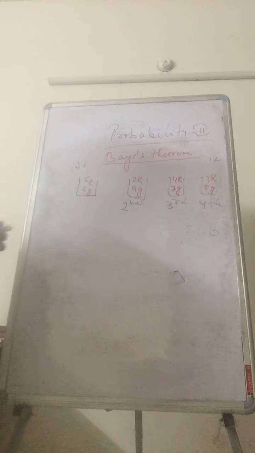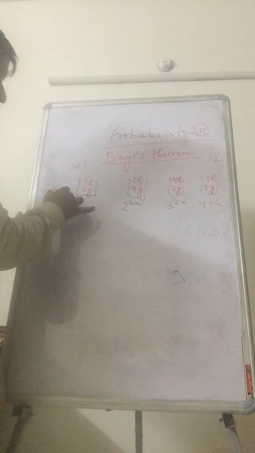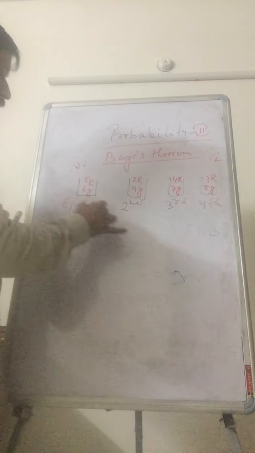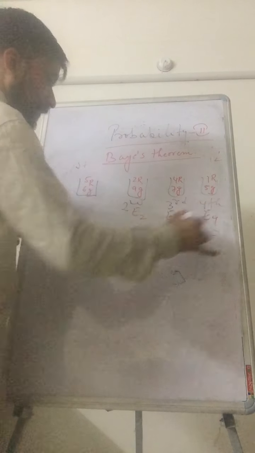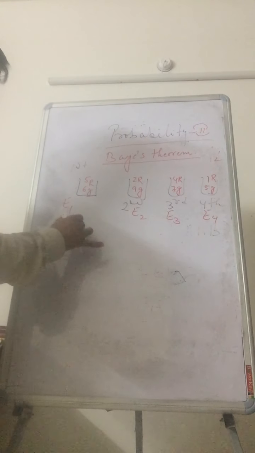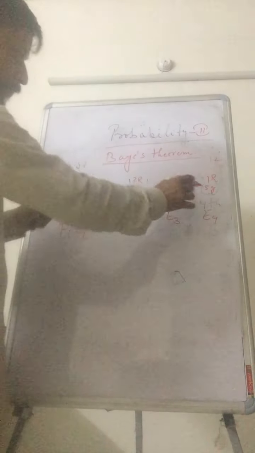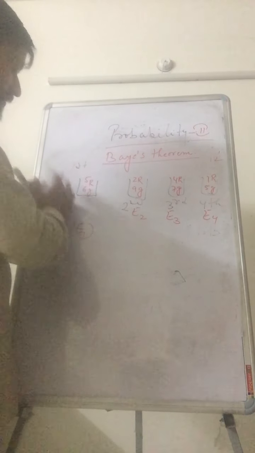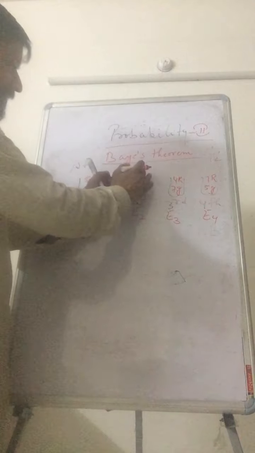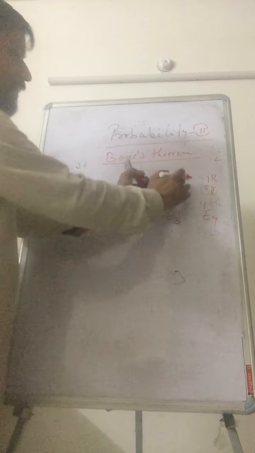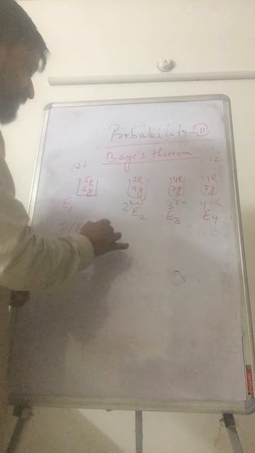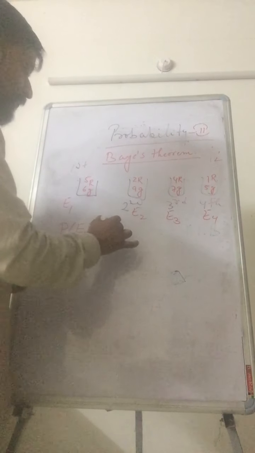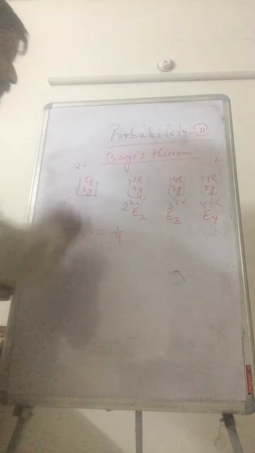Let's represent a bag or container with E1, E2, E3 and E4. Then what will be the probability of selecting any bag? All are equal in number. Type 1 container is only 1. Type 2 is again the same, only 1 is there. Type 3 container is again only 1. Type 4 again is only 1. So the probability of selecting any of these 4 containers will be 1 by 4.